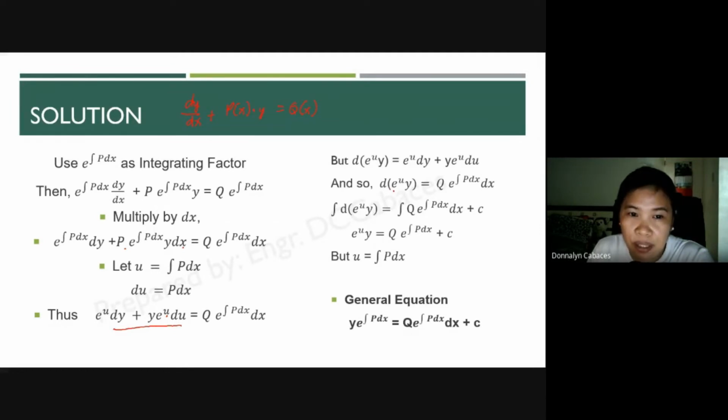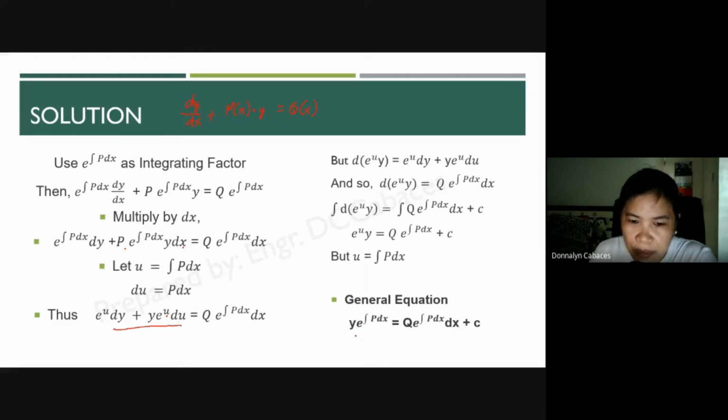Maybe with your integrating factor, or maybe the way you simplify your equation, or maybe the way you formed your standard linear form. And after replacing it, you just integrate both sides of the equation. And our general equation will be this: y e to the integral of p dx is equal to the integral of q e to the integral of p dx, plus c.